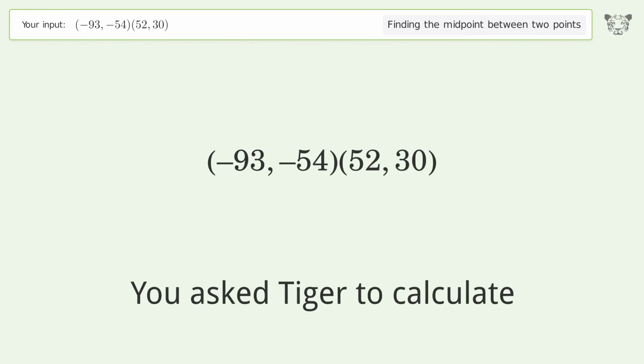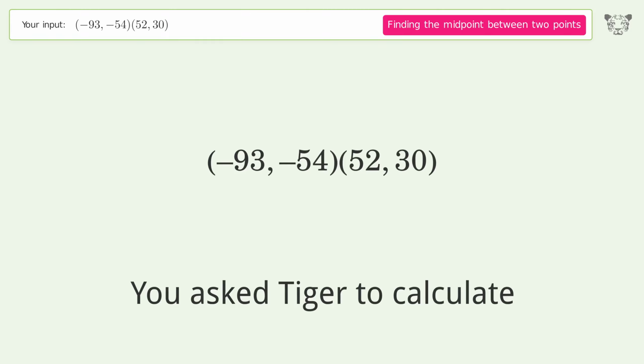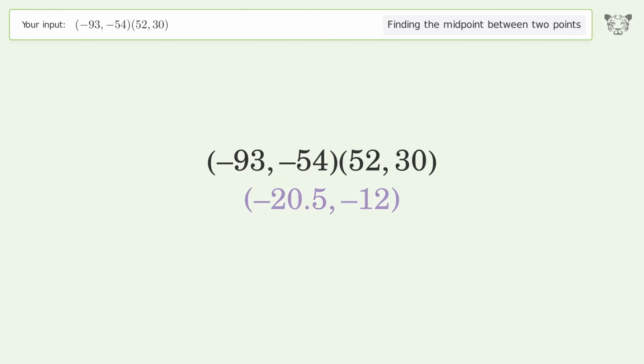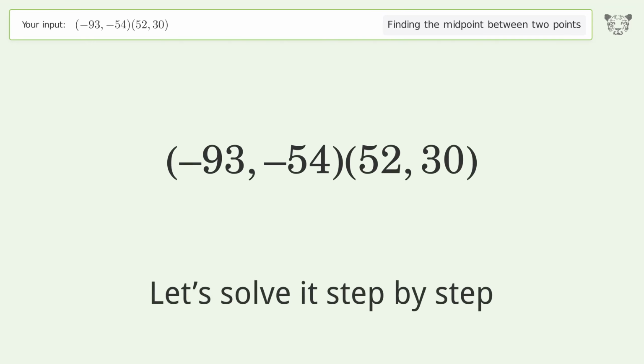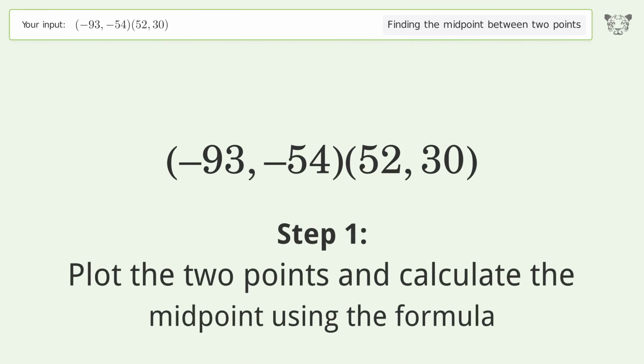You ask Tiger to calculate. This deals with finding the midpoint between 2 points. The midpoint between the 2 points is -20.5, -12. Let's solve it step by step. Plot the 2 points and calculate the midpoint using the formula.